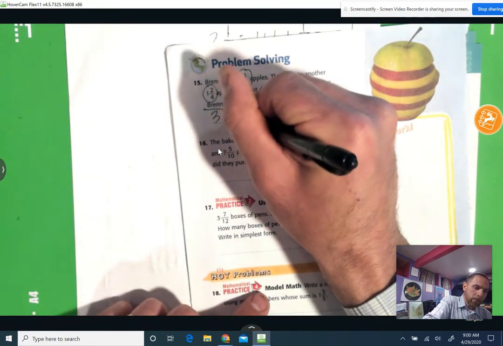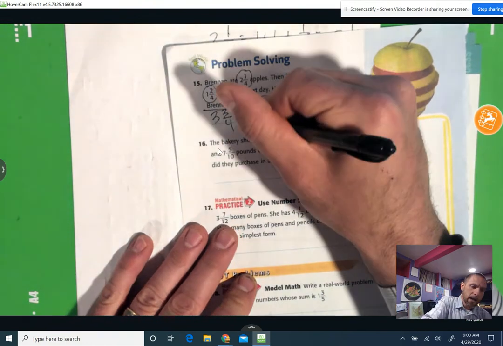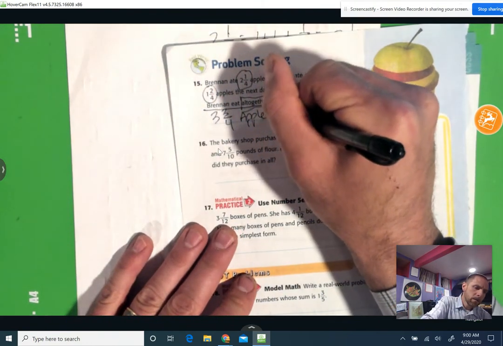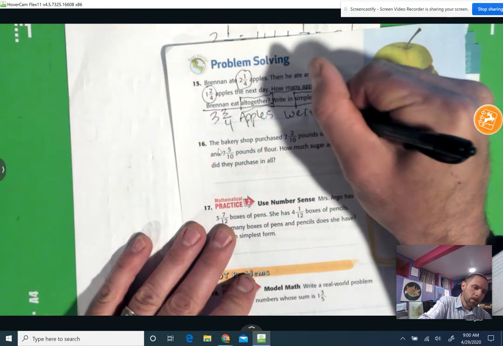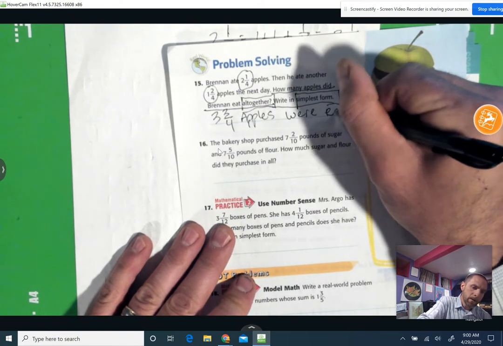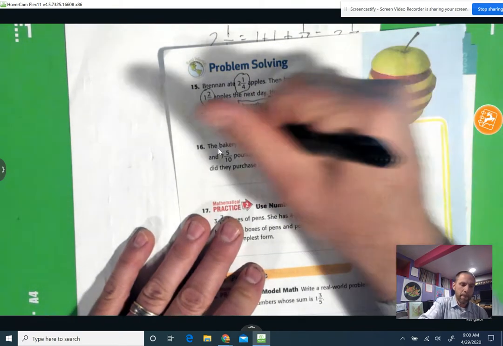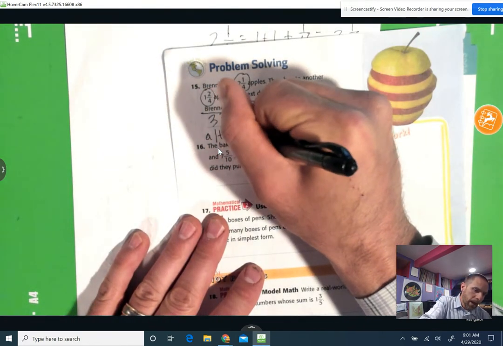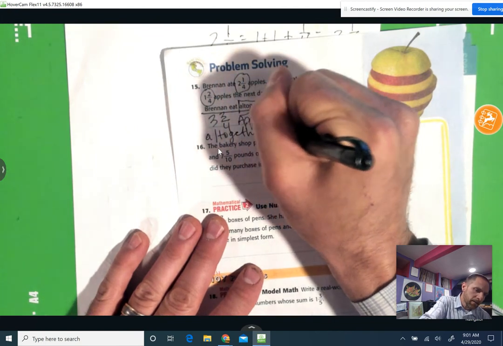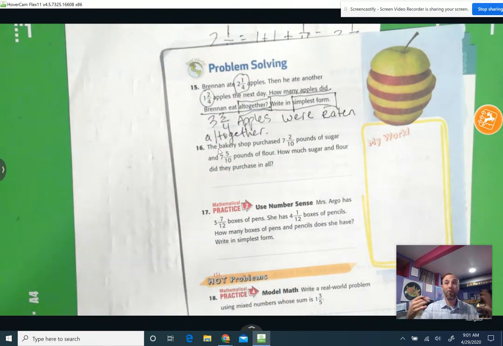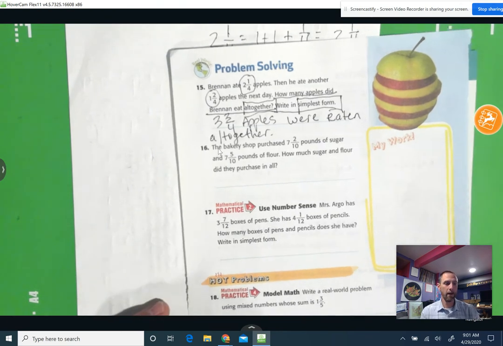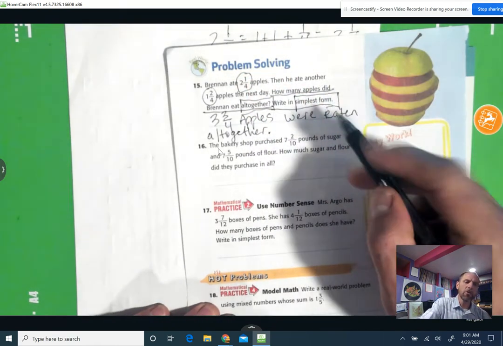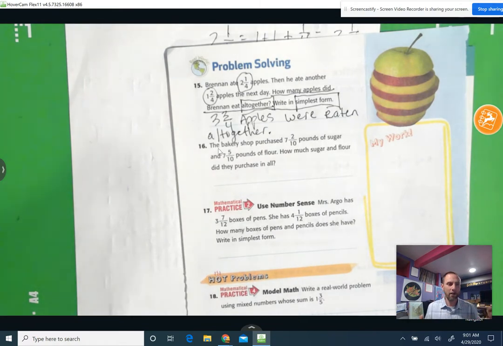3 3/4 apples were eaten all together. And that certainly could have been worded better, like Brennan ate 3 3/4 apples all together. Okay, so make sure that we are trying to use the question in our answer, as Mr. Tillers clearly did not do in that example.